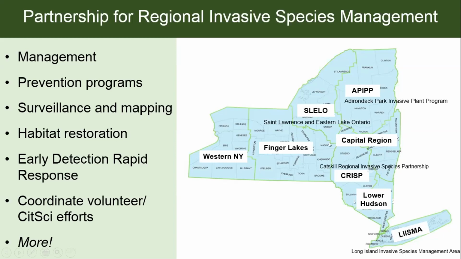Some of you might be particularly familiar with the Capital Region PRISM because they're actually hosted in the Cornell Cooperative Extension office in Saratoga County. So I encourage you to connect with these PRISMs if you're interested.